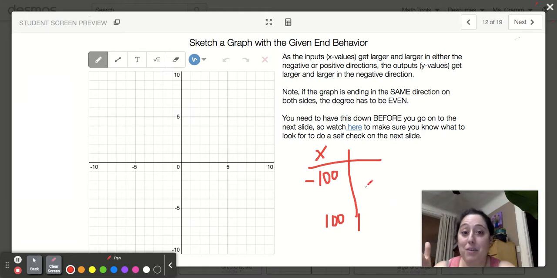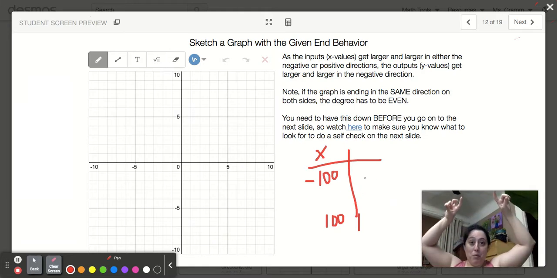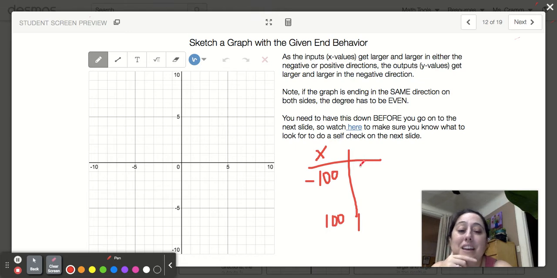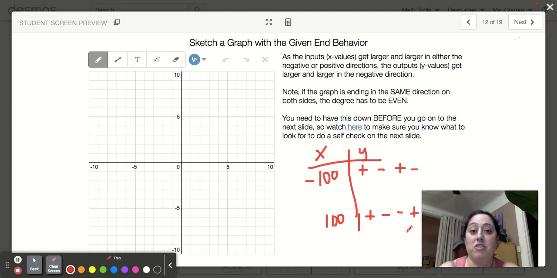Will the y values get bigger and bigger? Will they continue going up and up and up? Or will they get smaller and smaller? Will they be both going down? What will the y values be doing? Will they be both positive? Would they be both negatives, going downwards? Would they have one of each? Maybe it starts negative, ends positive. So what would their end function be here?